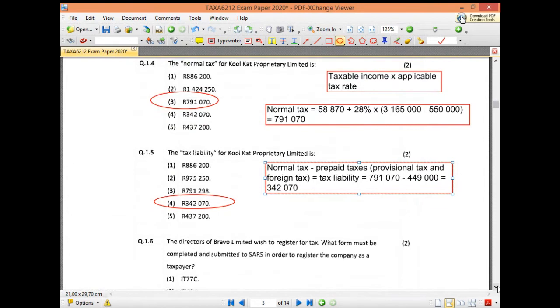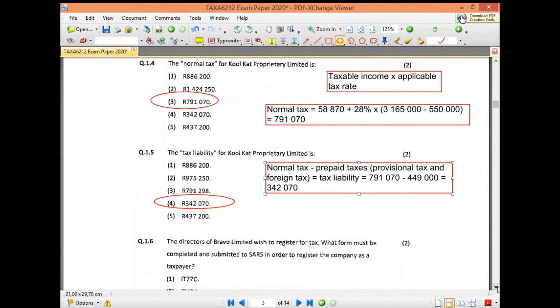Okay, so that is where they've tested your taxable income, or your tax framework. So you see, if you don't understand the tax framework, it is 10 marks that you are throwing away. 10 marks for a lot of you is the difference between the pass and the fail.